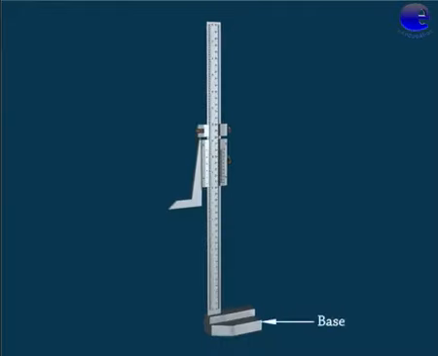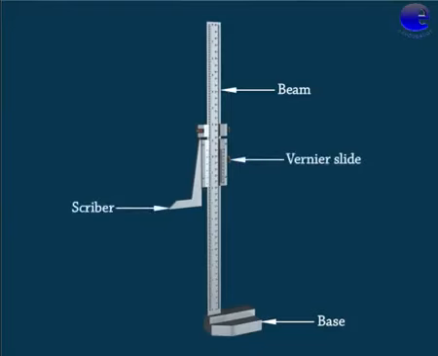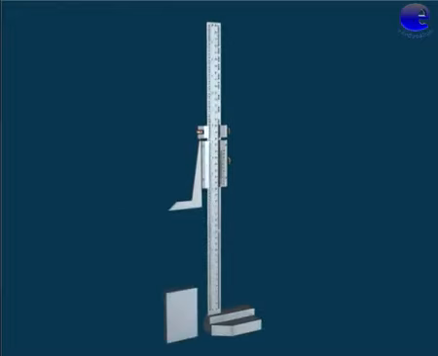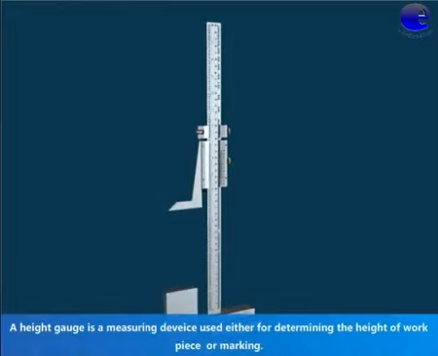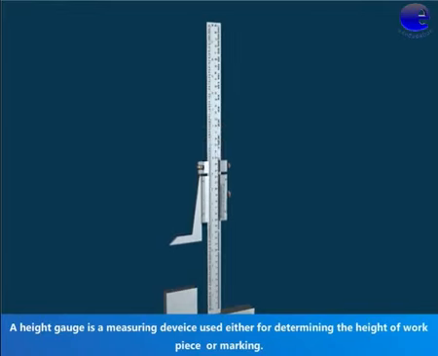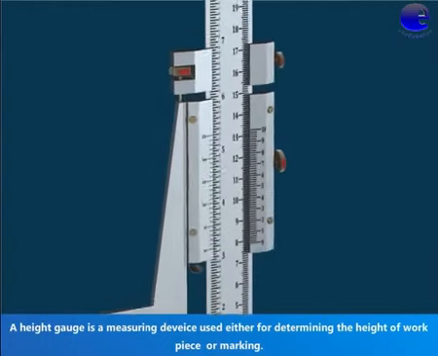base, beam, vernier slide, scriber. A height gauge is a measuring device used either for determining the height of workpiece or marking.